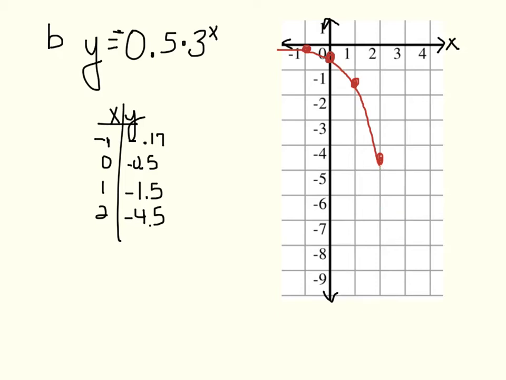It's never actually going to go straight down, but it'll actually get steeper and steeper as it goes down. And up here, it gets closer and closer to the x-axis, but it'll never cross. And so that's your graph.